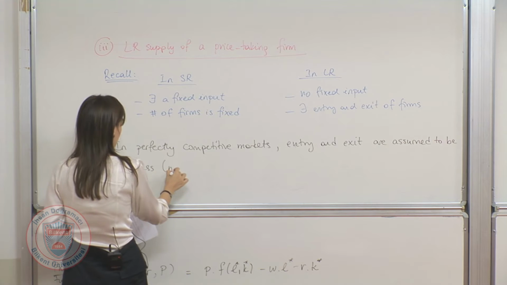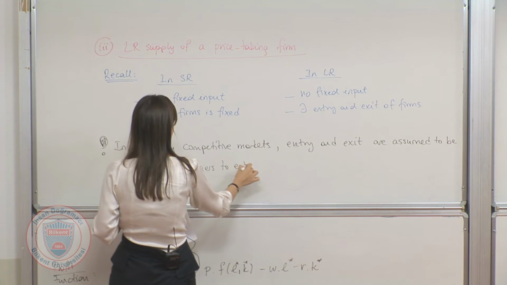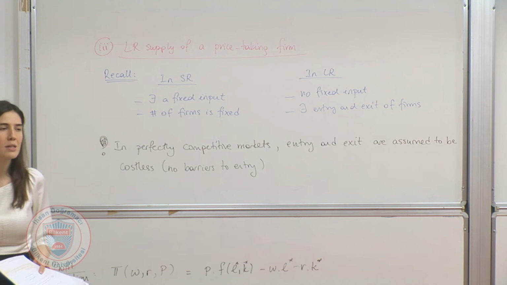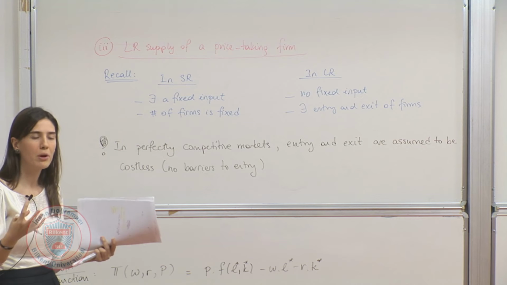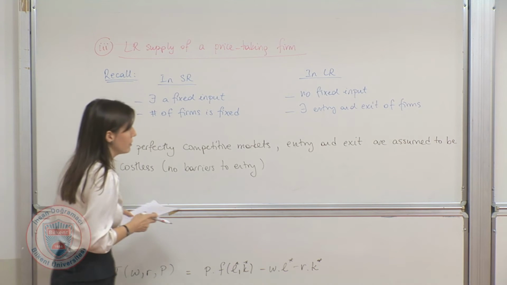So we have no barriers to entry, okay? So they are assumed to be costless. So this is the characteristic of a perfectly competitive market, okay? And you see it refers to the long run.